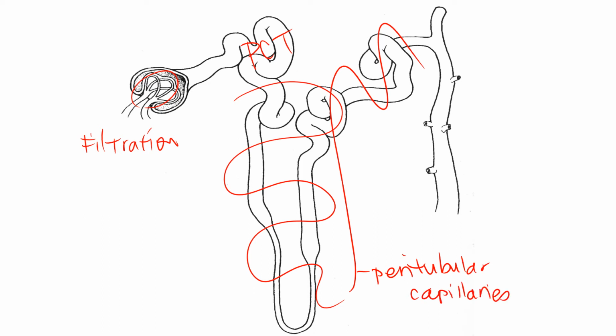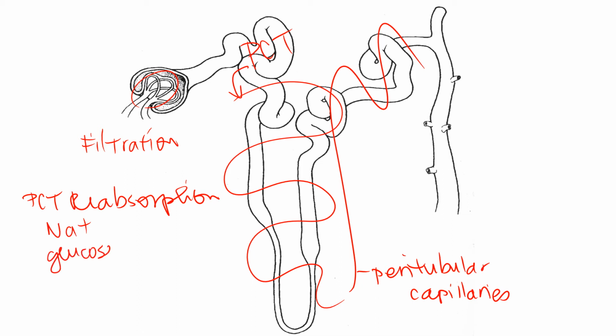Now, in order to reabsorb items in the PCT, we have to move them from that tubule system back into those peritubular capillaries. So some items that will experience reabsorption in the PCT that we just got through talking about are sodium, glucose, chlorine, bicarbonate, some water, and amino acids.